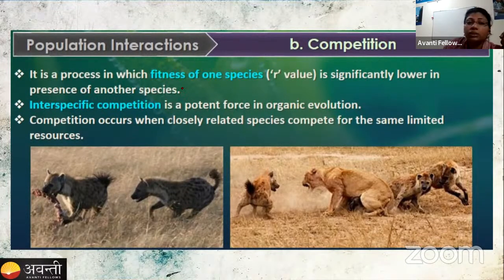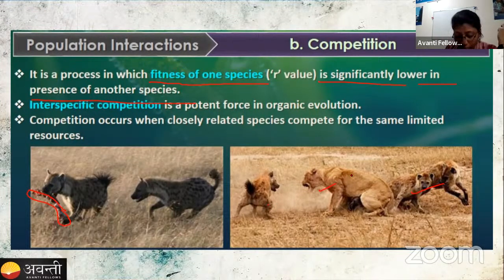So it is the process in which the fitness of one species is significantly lower in the presence of another species. Only the stronger ones will survive and the weaker ones have to leave the place. So this always takes place in interspecies competition. As you can see here in two pictures, okay, there are two jackals who are competing with each other for a single piece of meat. Or in the second picture, you can see there is a jackal and a tiger, or lioness, present there, and they both are competing.